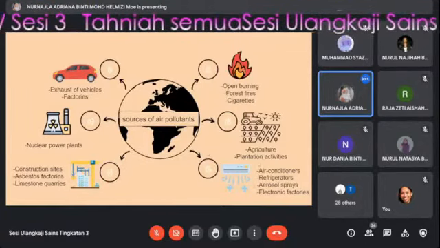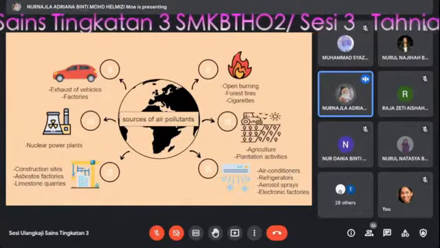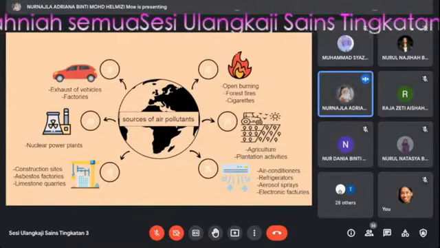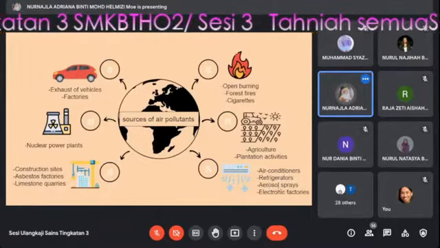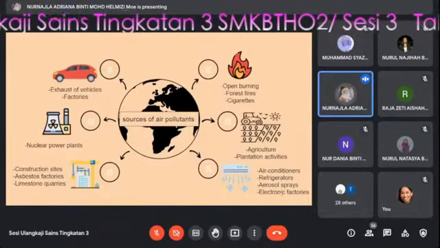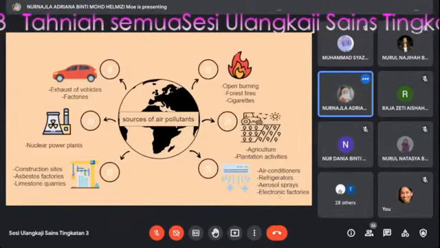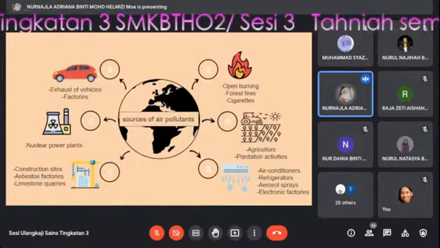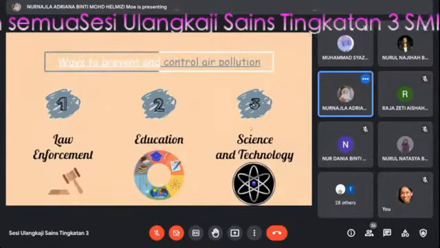Nombor 6, air conditioners, aircon lah. Alat pendingin udara, aircon, peti sejuk, refrigerators, aerosol sprays, semburan aerosol ni macam racun serangga, dan electronic factories, kilang elektronik. Okay. So, with this.